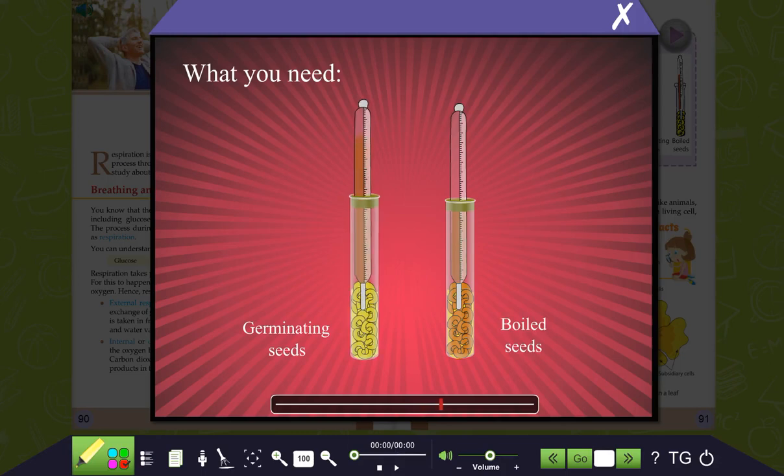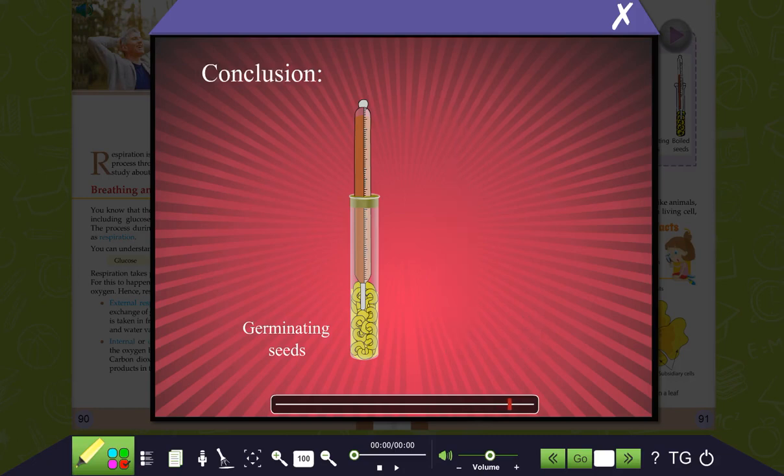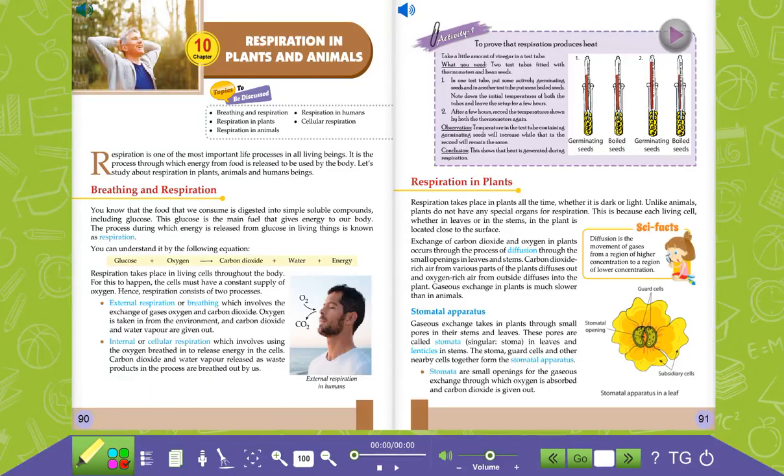2. After a few hours, record the temperatures shown by both the thermometers again. Observation. Temperature in the test tube containing germinating seeds will increase, while that in the second will remain the same. Conclusion. This shows that heat is generated during respiration.